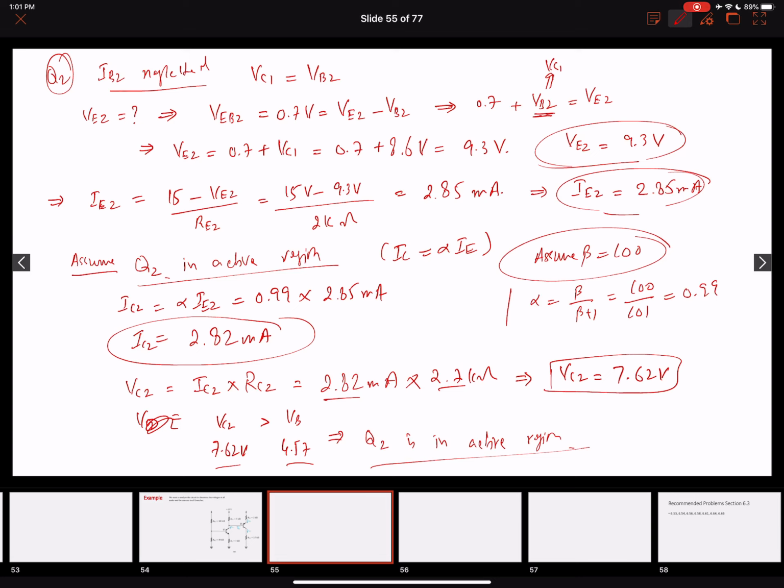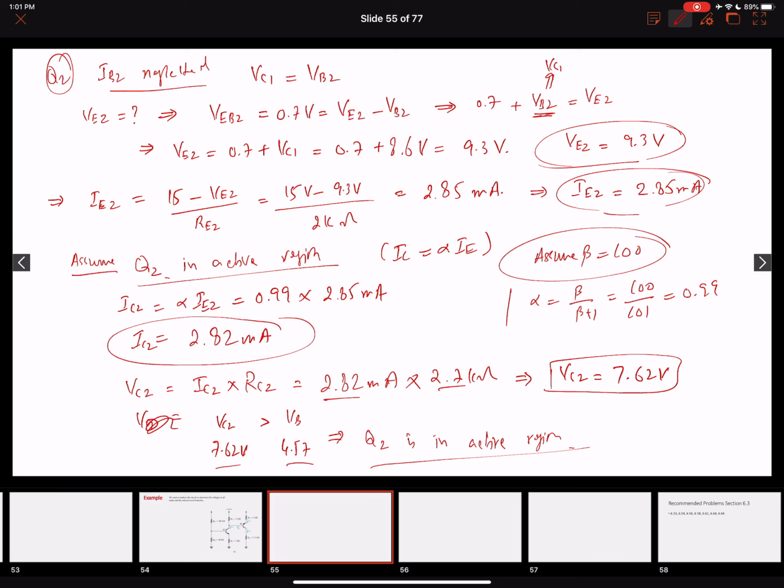Again, let me cross-check this. Our collector voltage is 7.62 volts here, and our base voltage is 4.57, right? So our collector voltage is at a higher potential as compared to the base voltage. So our Q2 is in the active region.